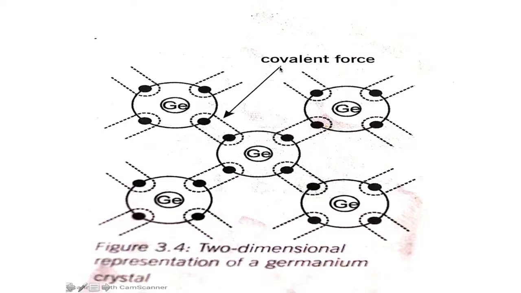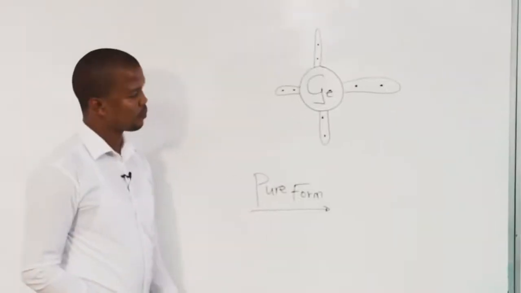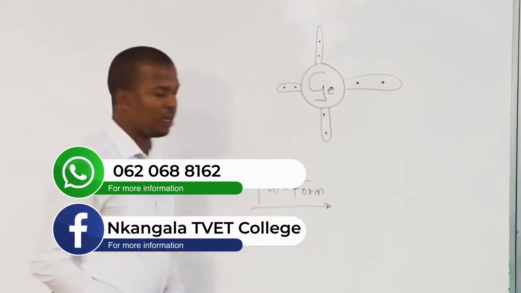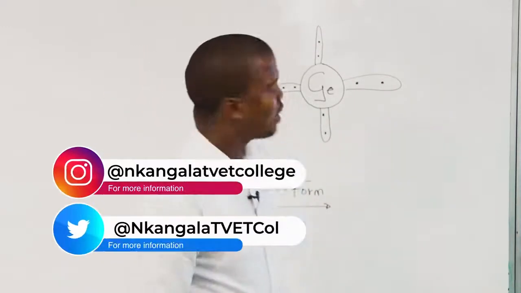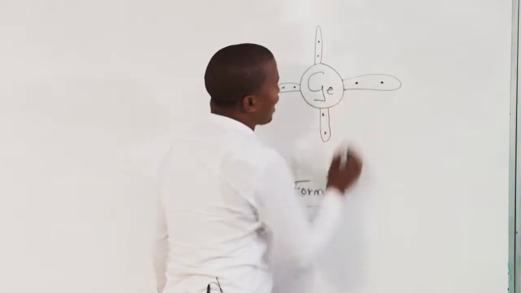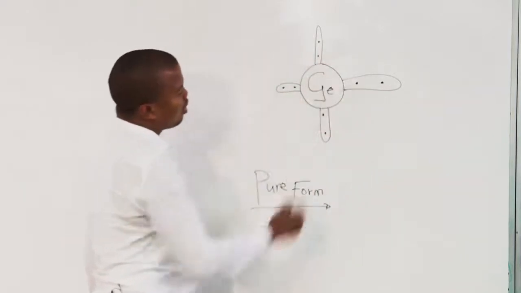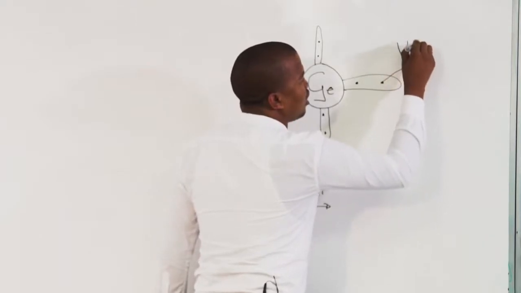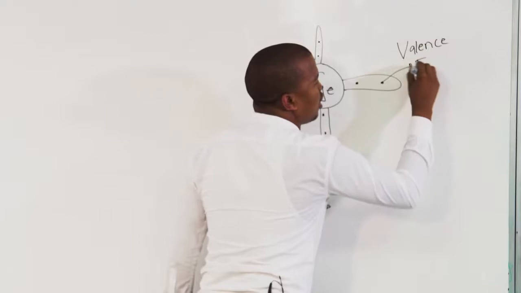On your TV right now, you are seeing a two-dimensional representation of a germanium crystal structure. In order for us to understand an intrinsic semiconductor further, if you look at this structure here, you see a Ge. This stands for a germanium atom. In this case, when you build an intrinsic semiconductor, valence electrons are shared around the crystal. These ones are valence electrons.